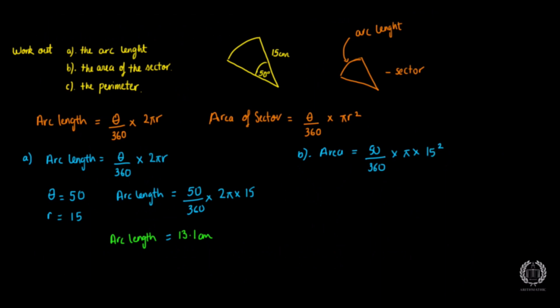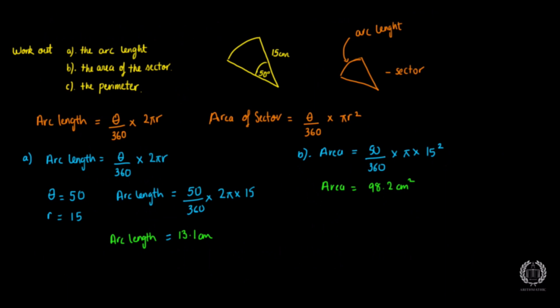If you put all of this in your calculator, the area of this sector is going to be equal to 98.2 centimeters squared. And that's the area of a sector. That is it. So you found the area and you found the arc length.